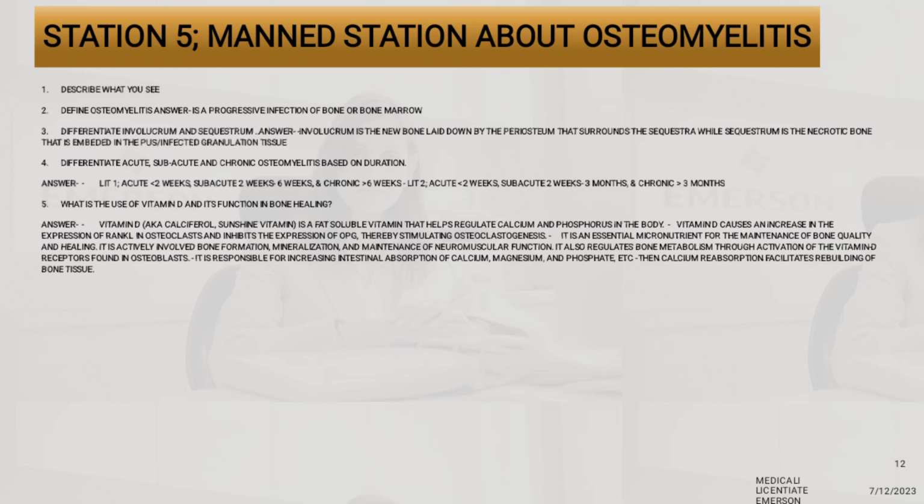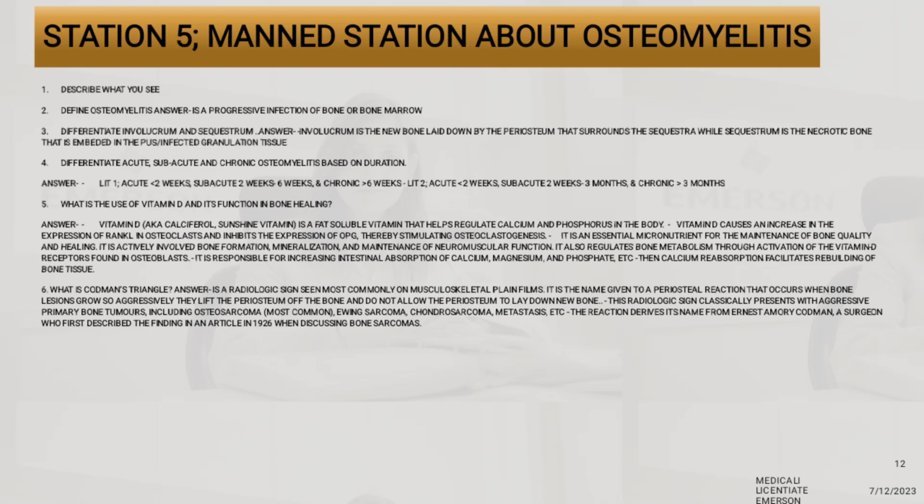Then it also regulates bone metabolism through activation of the vitamin D receptors found in osteoblasts. It is also responsible for increasing intestinal absorption of calcium, magnesium, and phosphorus or phosphate. After those have been absorbed, part of the calcium facilitates the rebuilding of bone tissue.